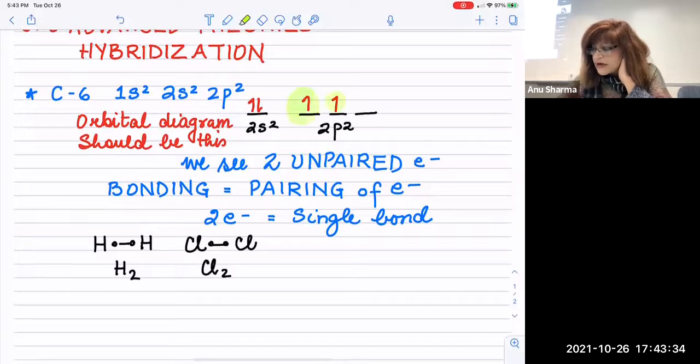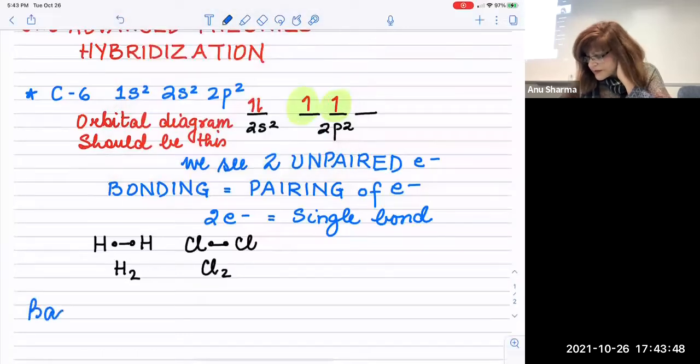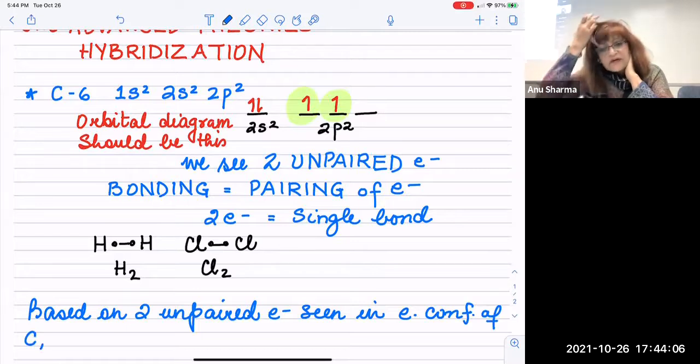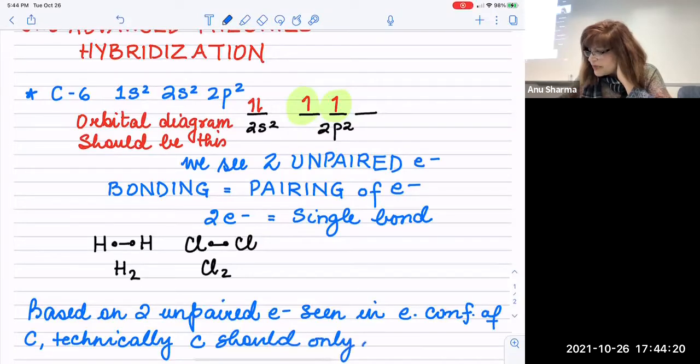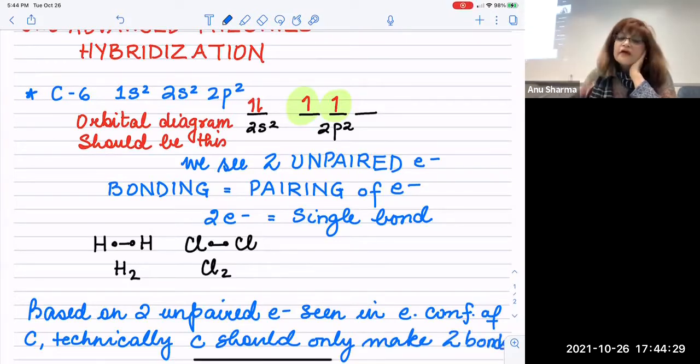So technically, carbon should only make how many bonds? Based on the two unpaired electrons that you see in the electronic configuration of carbon? Technically, carbon should only make two bonds. Agreed? Yes or no? One for two, one bond. You agree to that?